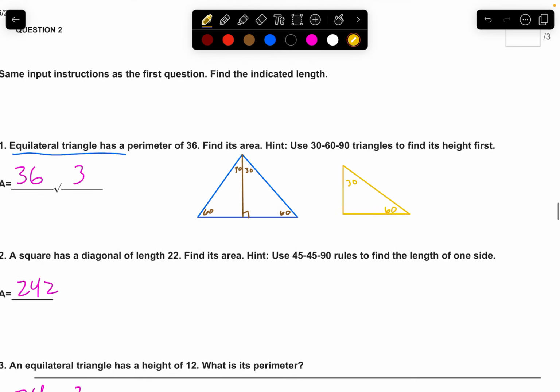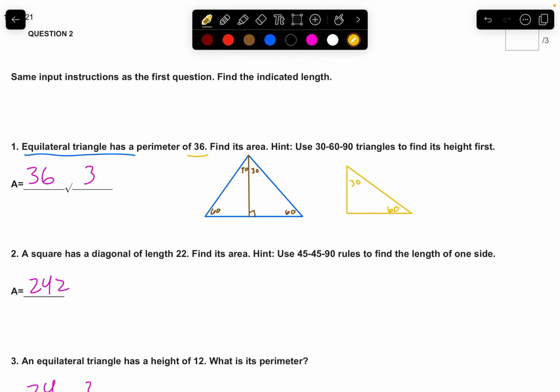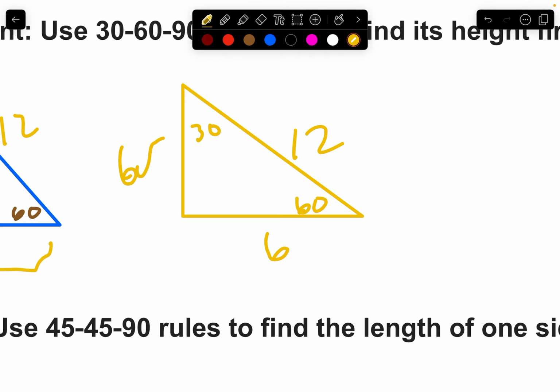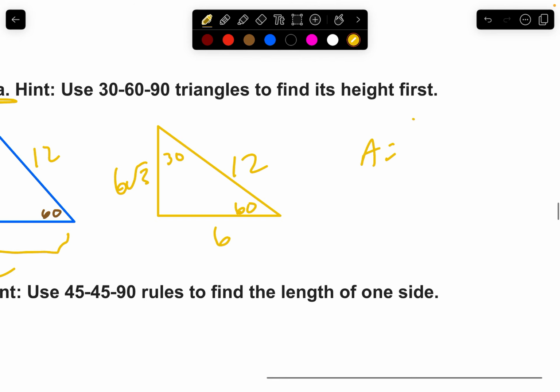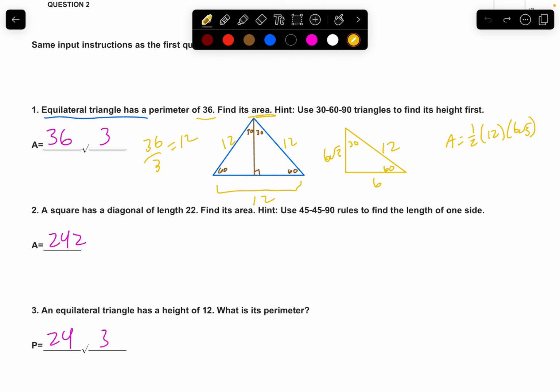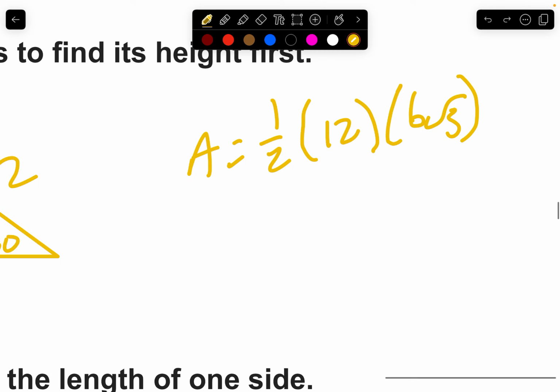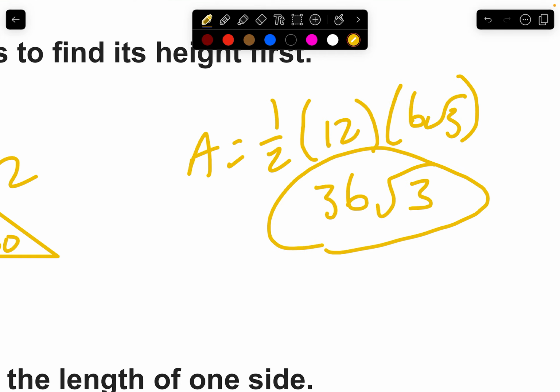and it says that the perimeter is 36. So 36 divided by 3 is 12. So all these sides are 12. So this is 12. 12 divided by 2 is 6. Times root 3 is 6 root 3. That would be the height. And it says find the area. So the area equals 1/2 times the base times the height. And it's the base of the original triangle. The base would be 12. The height would be 6 root 3. And that is 36 root 3. Nailed it.